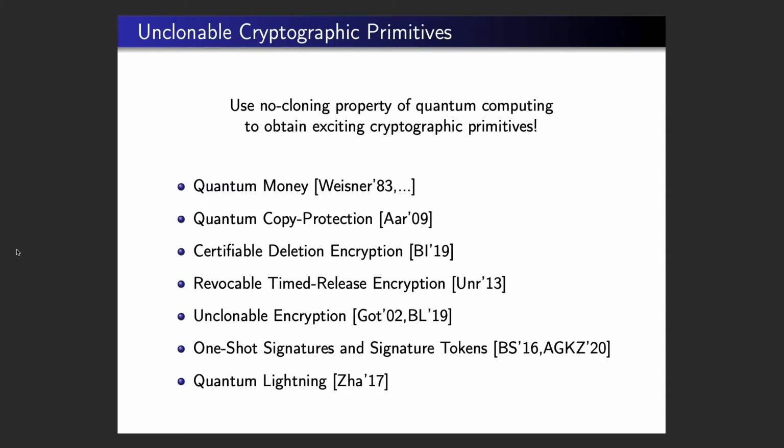And then there are primitives that talk about the no-cloning property in the context of encryption schemes. They essentially say that an adversary given an encryption of a message should not be able to come up with another ciphertext that encrypts the same message. Right? So the ciphertext will be modeled as a quantum state. And then there are primitives that talk about the no-cloning property in the context of signature schemes.